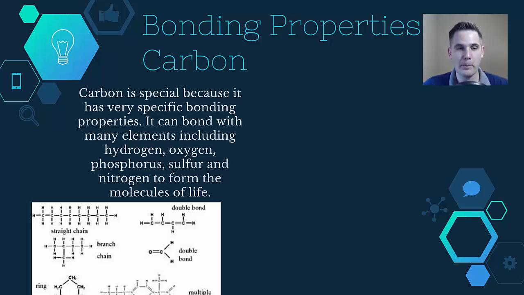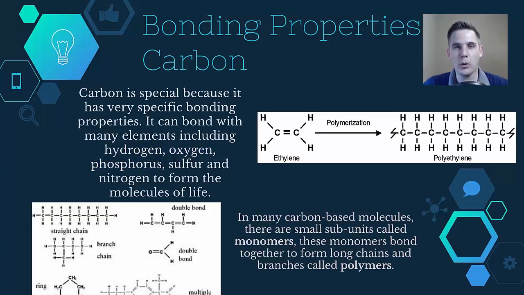Carbon is very special because it can bond with many elements such as hydrogen, oxygen, phosphorus, sulfur, nitrogen, and many other elements that are critical to forming life. And the way those bonds are formed is that in carbon-based molecules, there are small subunits called monomers. And these monomers will bond together very strongly to form long chains or branches called polymers.